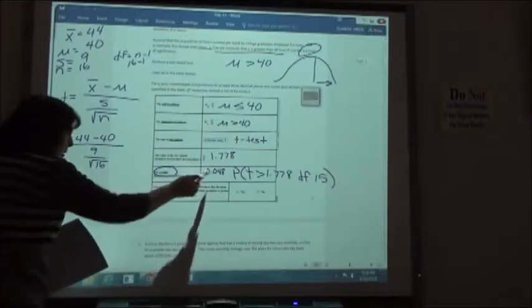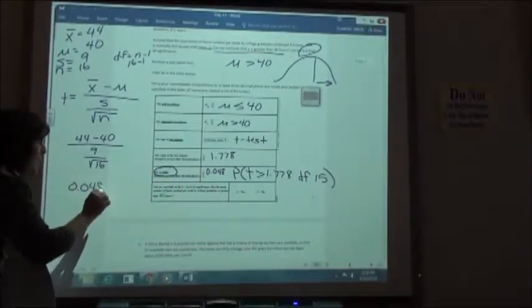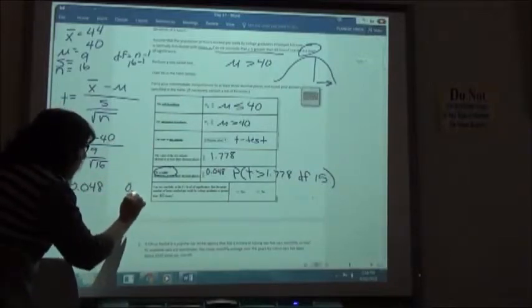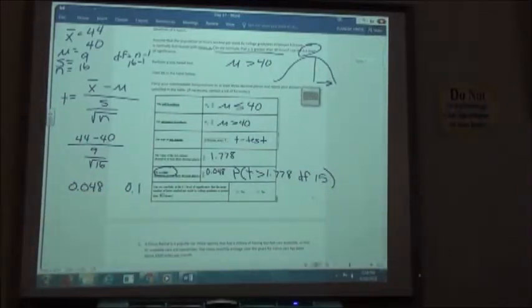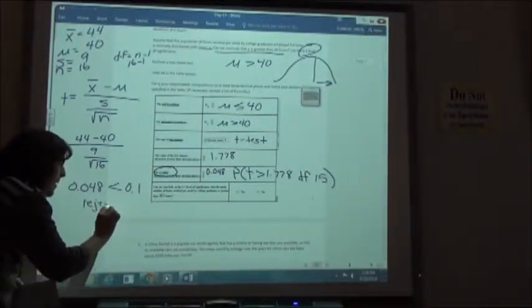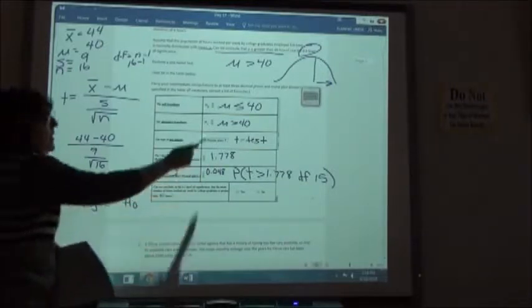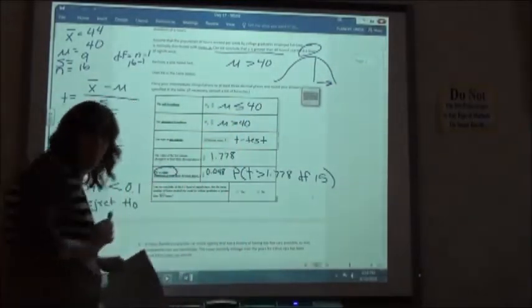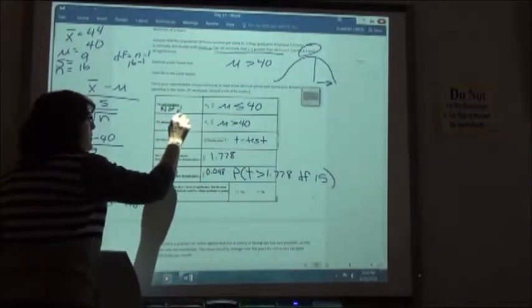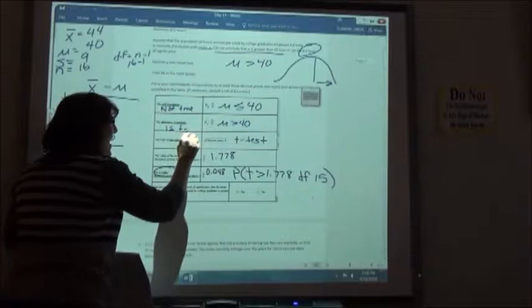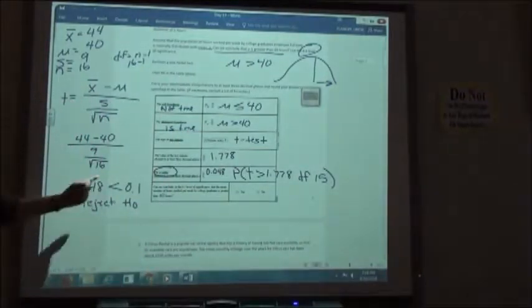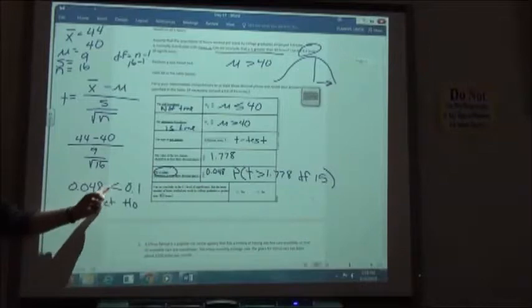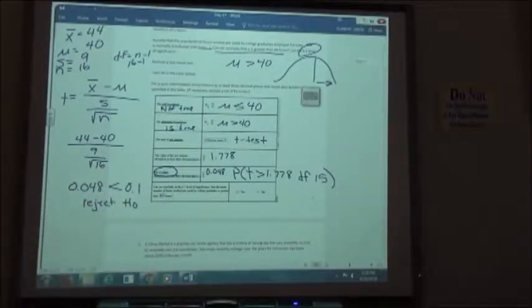So my p-value, 0.048, comparing it to 0.1, is that less than or greater than? It's less than. If this is a less than, it means it's not true, we're going to reject the null hypothesis. That means we're going to say this is not true, this one is true. I'm just going to write that in there. So if it's a less than, you reject whatever the null is. If it's a greater, you accept whatever the null is.